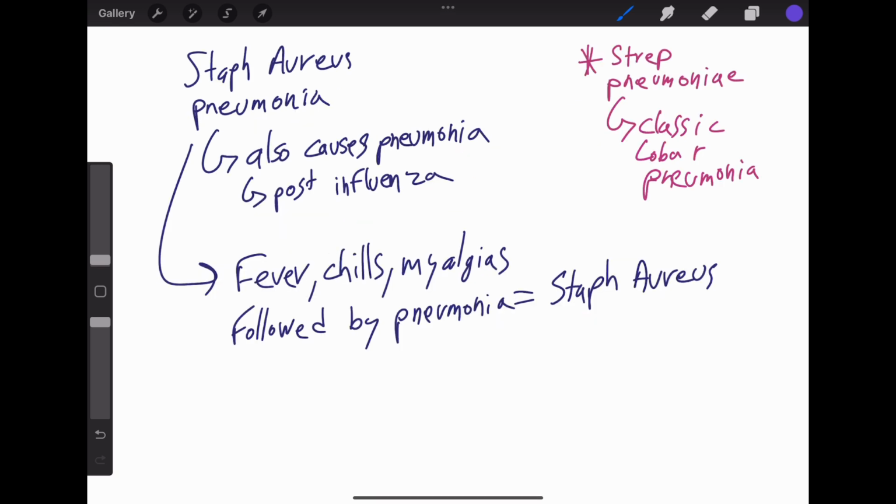Now, Staph aureus can also cause pneumonia. Typically, strep pneumo is the classic cause of lobar pneumonia. However, Staph aureus can also cause lobar pneumonia, especially in the post-influenza period. So, if you have a patient with a history of fever, chills, myalgias, followed by a pneumonia, then you have to start to consider Staph aureus. It can also be a cause of superinfection.